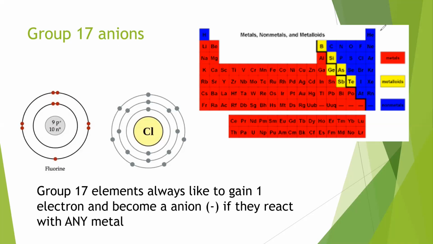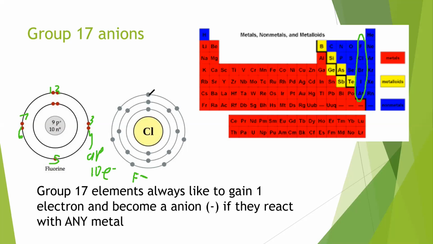Group 17 is this group. As you can see in fluorine, which is the top element, F right here, there's 1, 2, 3, 4, 5, 6, 7 valence electrons. That's really close to a valence shell of 8. So it would like to gain 1 electron. If you gain 1 electron, you're going to have 9 protons and 10 electrons. That's going to give it a negative charge because this ion is negative.